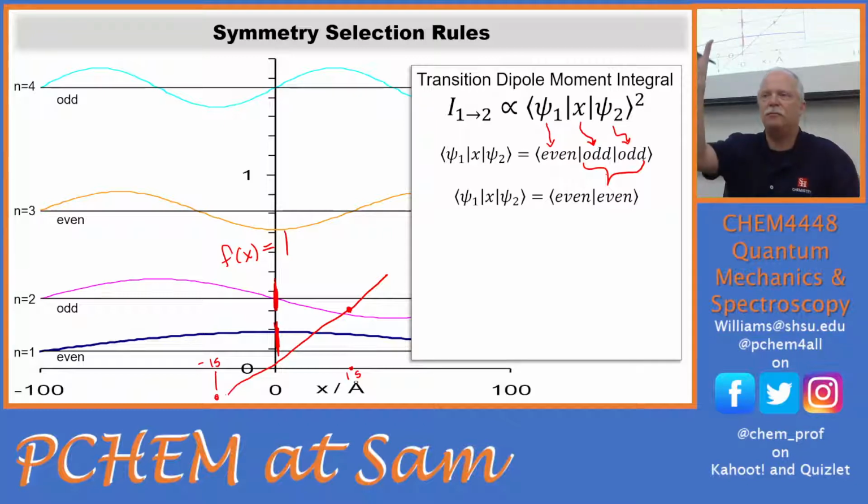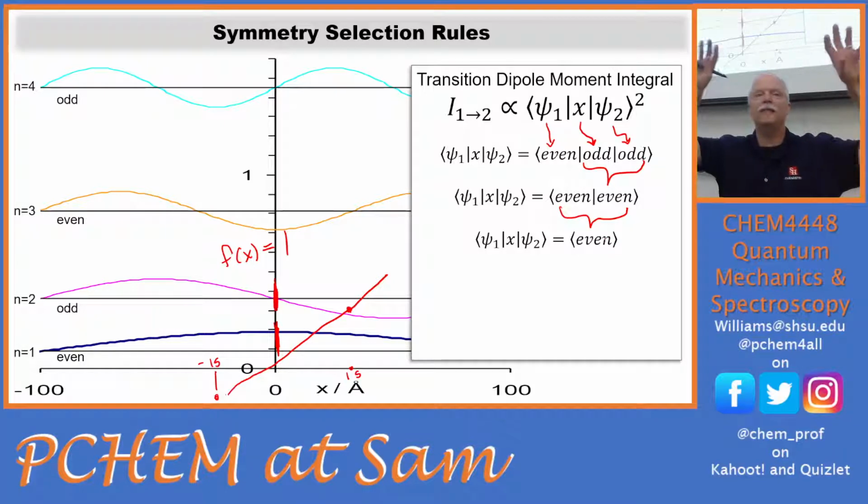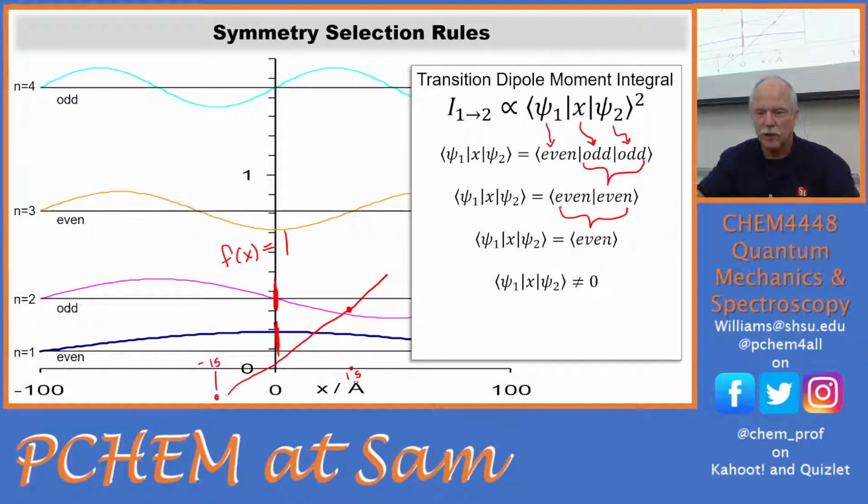And so we just do these pairwise. We do odd times odd gives us an even. Next, we're going to do even times even here. Gives us an even function. And so what is this piece here? This is the integral over all space of an even function. So we're just tracking the symmetries of what's inside our integral. And so that means it's not equal to 0. So we know that that's an allowed transition.